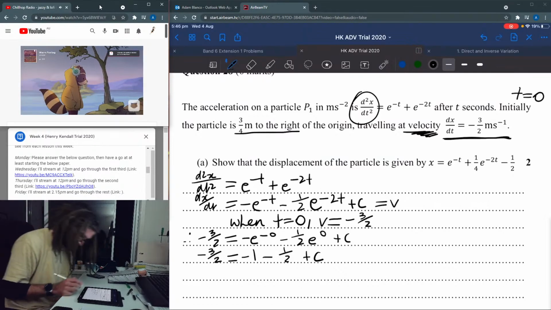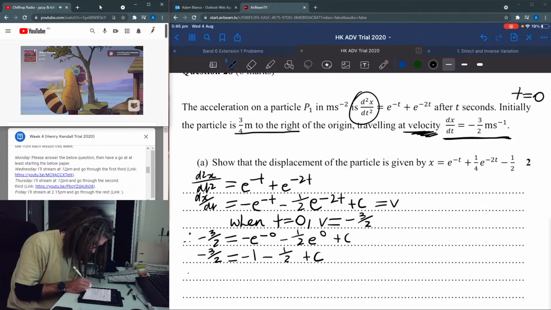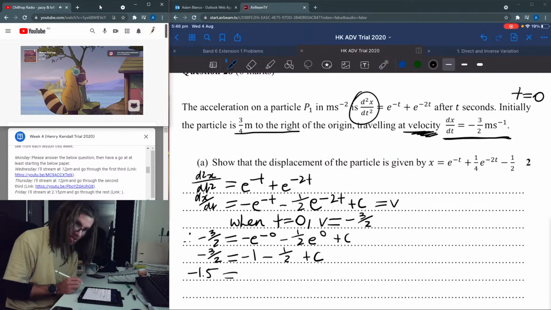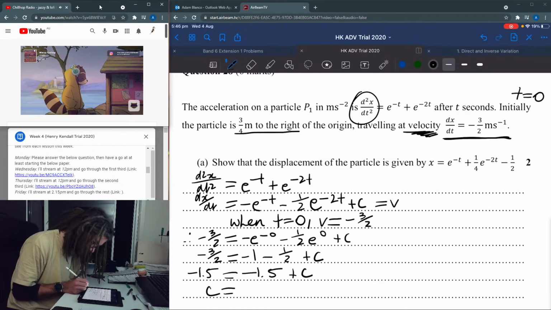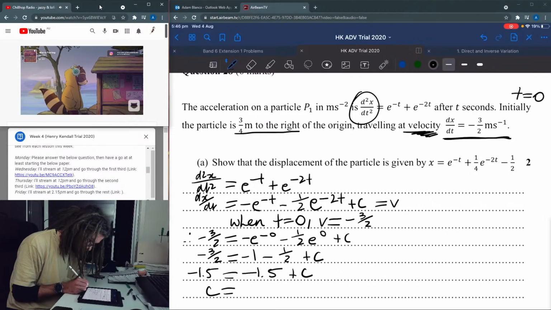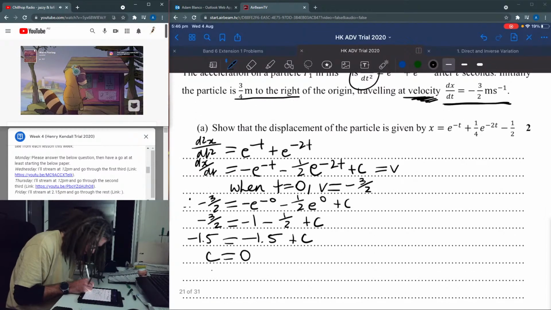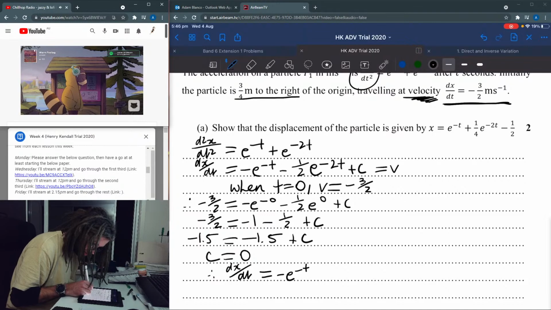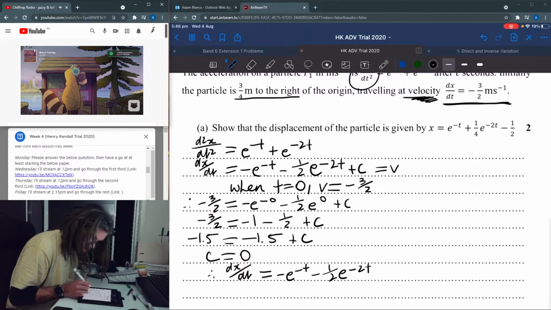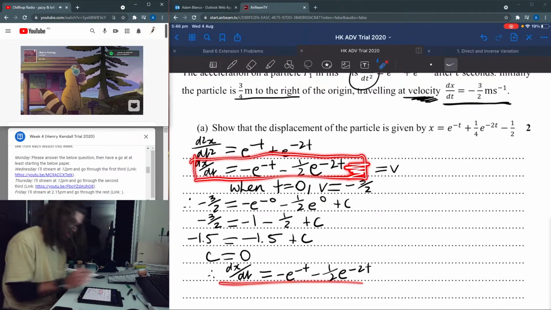I don't like all these halves. Okay. What's minus 1 minus a half? This is minus 1.5. Minus 1 minus a half is also minus 1.5. That means c equals 0. Is that right? That equals 0. Oh, it does. So therefore our first derivative is equal to minus e to the minus t minus 1 over 2 e to the minus 2t plus 0. So I just rewrote this line, but without this.